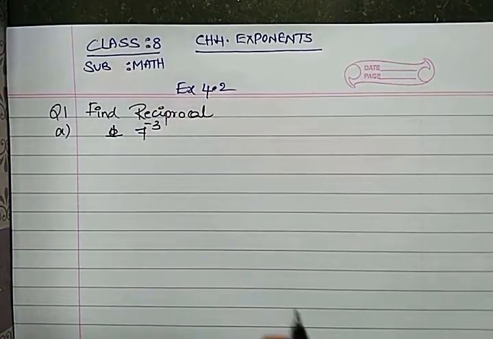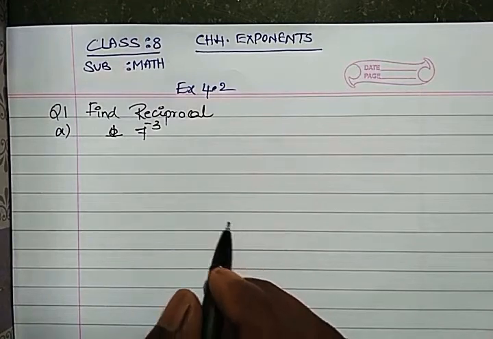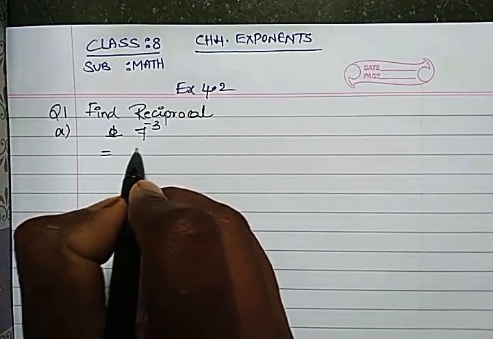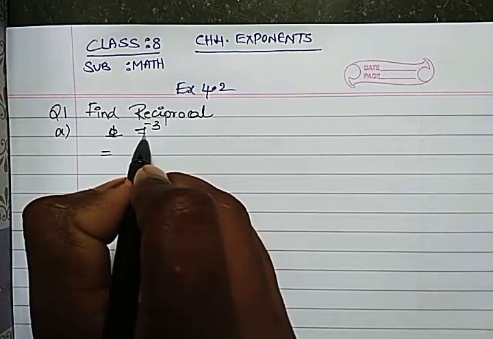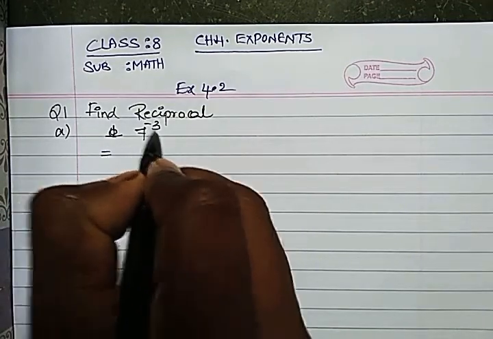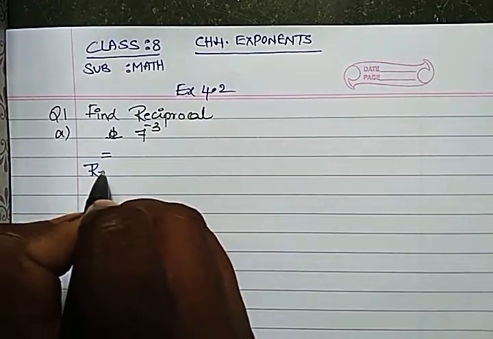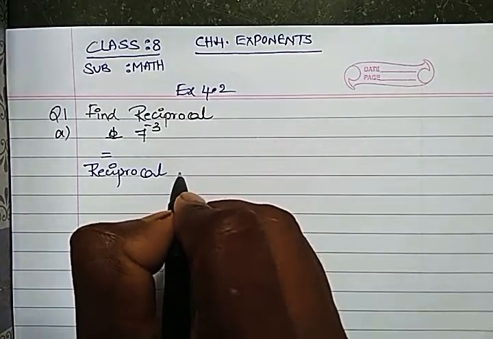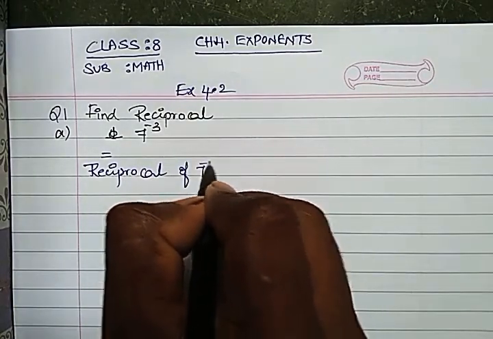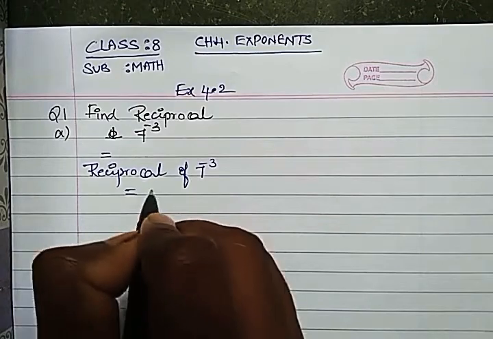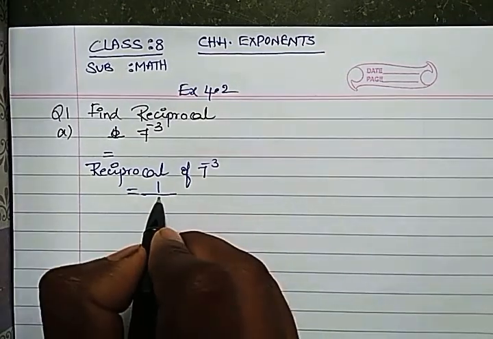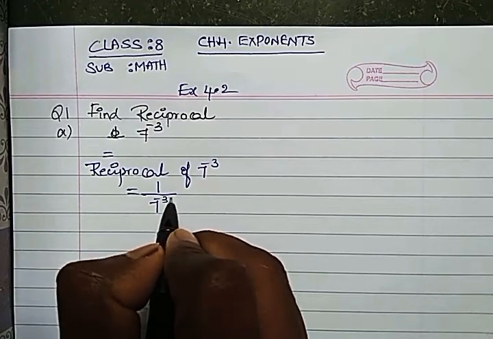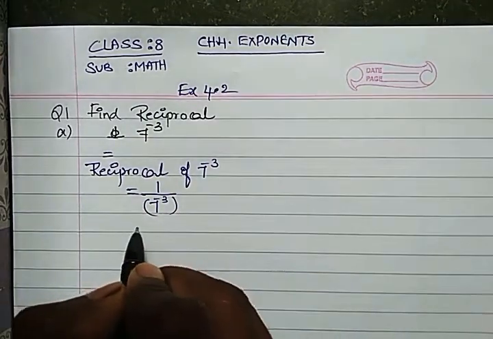What is meant by reciprocal? Reciprocal means, you know already, if any value is given, we just write it in the denominator, whatever the value is. So here 7 power minus 3 is given. So the reciprocal of 7 power minus 3 is equal to 1 by, we write 1 and bring the whole value into the denominator, 7 power minus 3. Okay, that is the first step.